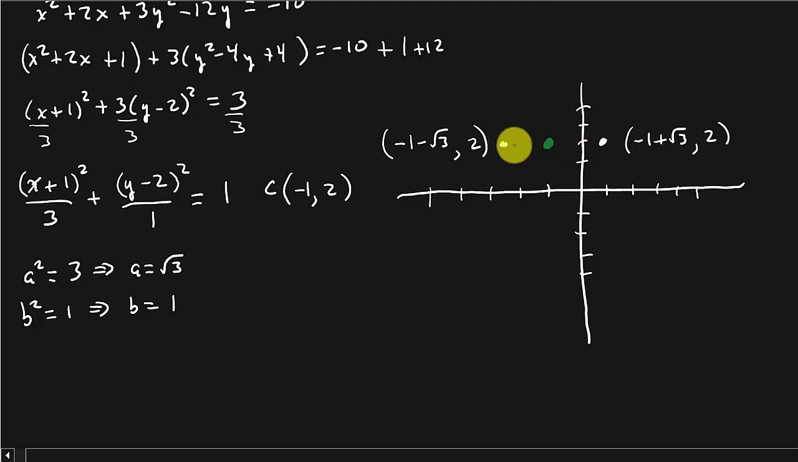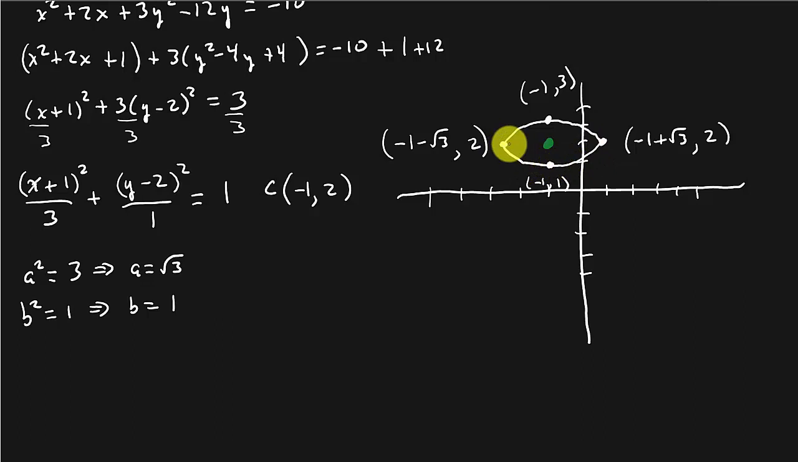Now, I need to plot my other point. So b is 1. So from here, I need to add 1, and I need to subtract 1, right? So this is going to be the point negative 1, 3, and this is going to be the point negative 1, 1. And see, here's my ellipse. There's my ellipse. All right, so that gives you a good sketch of it.